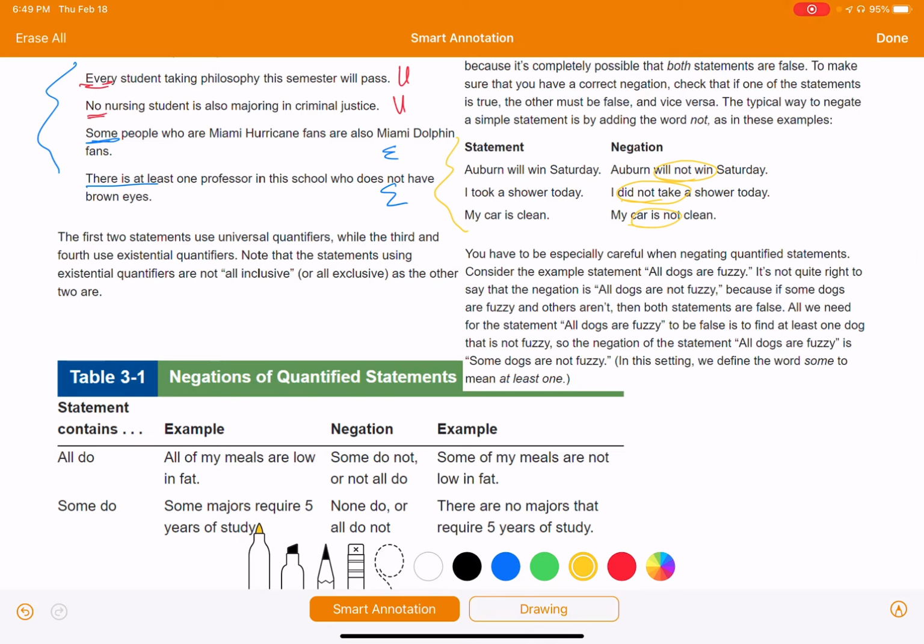Consider the example statement, all dogs are fuzzy. It's not quite right to say that the negation is all dogs are not fuzzy, because if some dogs are fuzzy and others aren't, then both statements are false. All we need for the statement all dogs are fuzzy to be false is to find at least one dog that is not fuzzy. So we can negate that statement by saying some dogs are not fuzzy.